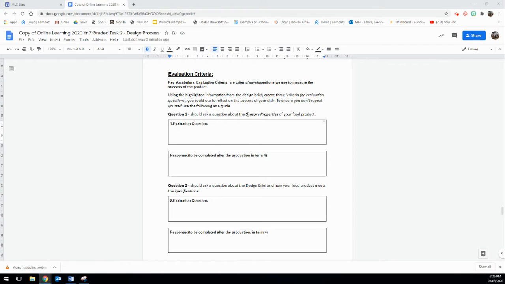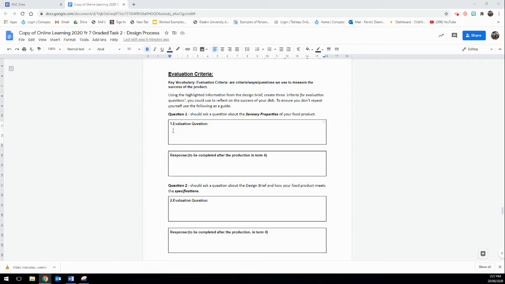Now, if you need to go back and look at last graded task activity, sensory analysis, to remind yourself what the 4 sensory properties are, then you are free to do that. I would stop the video, go and have a look at your past booklet, and then come back and finish this. So there are 4 sensory properties, and you would need to make a question that would get you to reflect on that after the product is made.